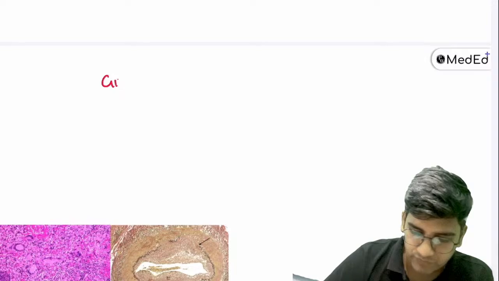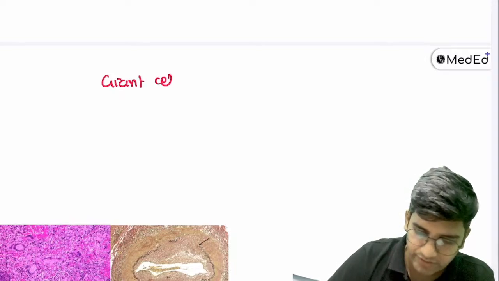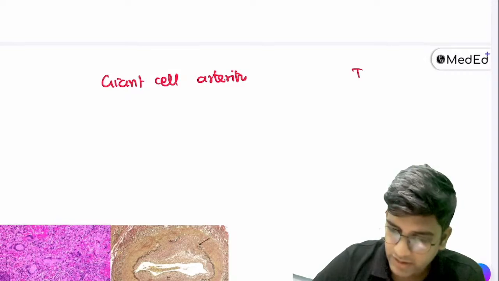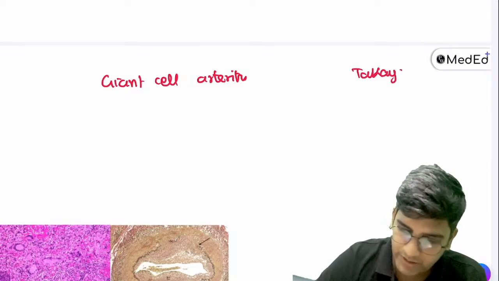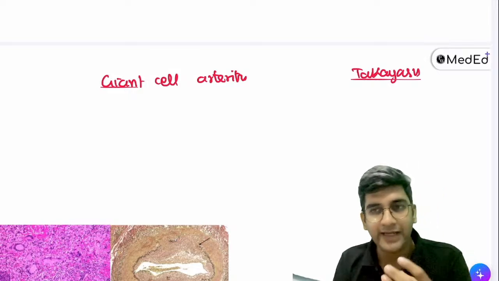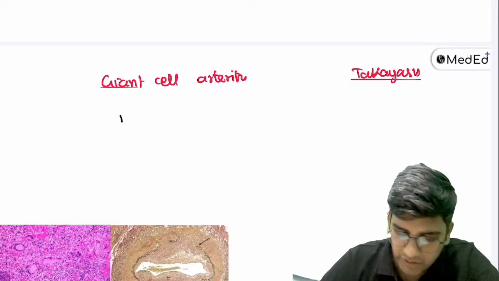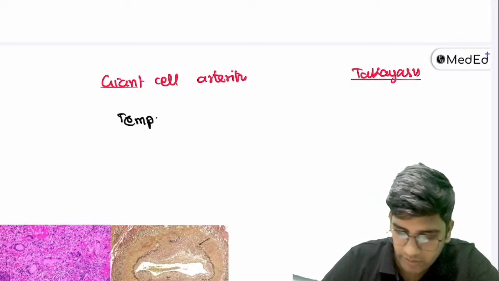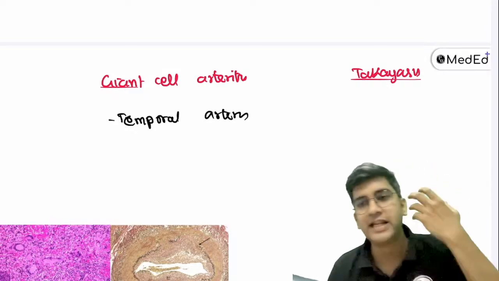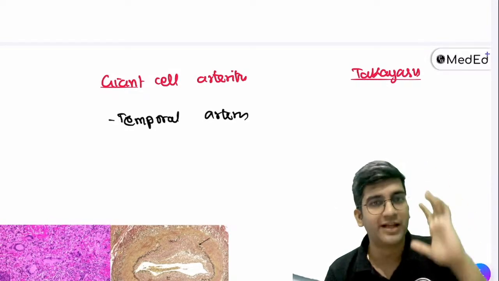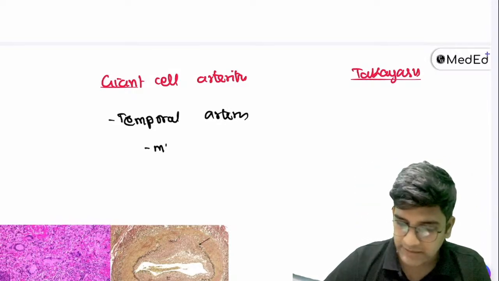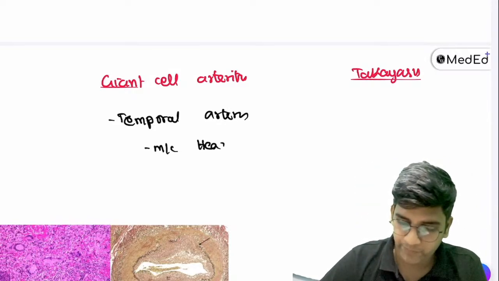One is giant cell arteritis or your temporal arteritis. The other is Takayasu arteritis. Here, the commonly involved thing in giant cell arteritis is your temporal artery. Then it can go to maxillary artery, can go to ophthalmic artery. Those are the areas where giant cell arteritis will involve, right? So the most common symptom will be headache.